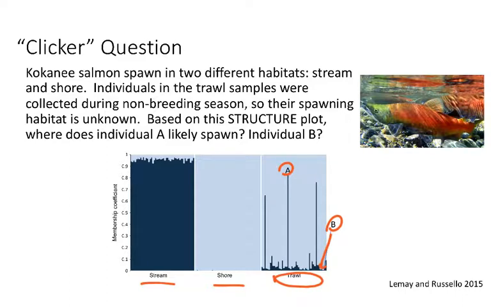So for individual A, if we look at their likelihood population assignment, has a very high chance of being assigned to the stream population. In contrast, individual B here has a very high probability of being assigned to the shore population. So this example is very similar to the assignment that I talked about with the tiger example in the previous video. So overall, these structure plots can give us information about how many clusters there are, and also if we have some individuals that are from a mixed sample, this can also help us identify where those individuals came from.